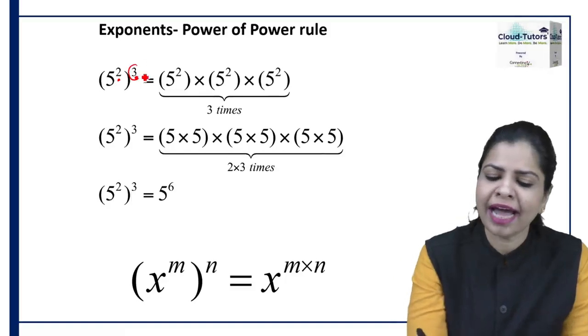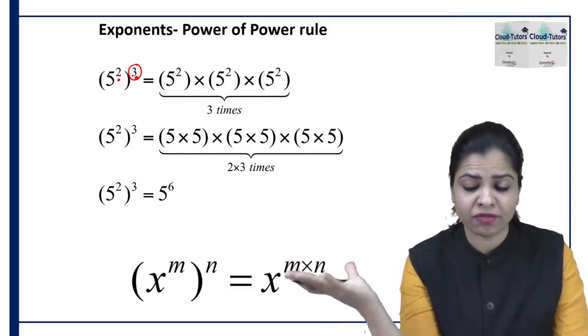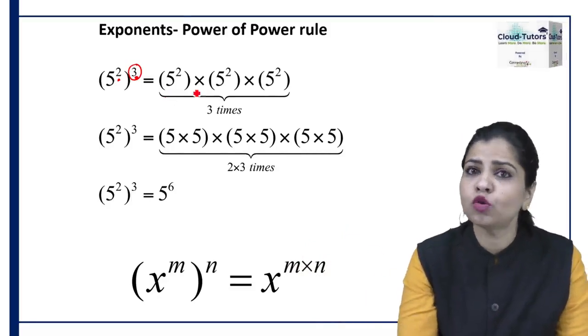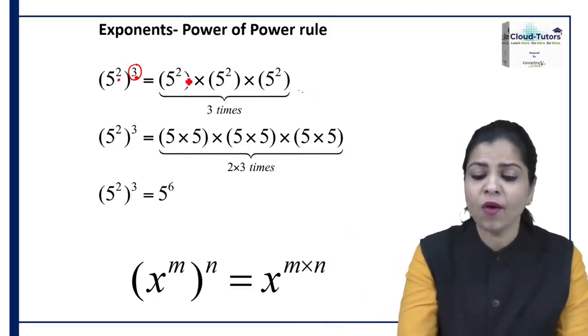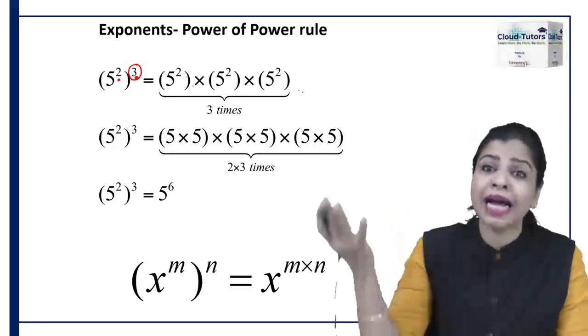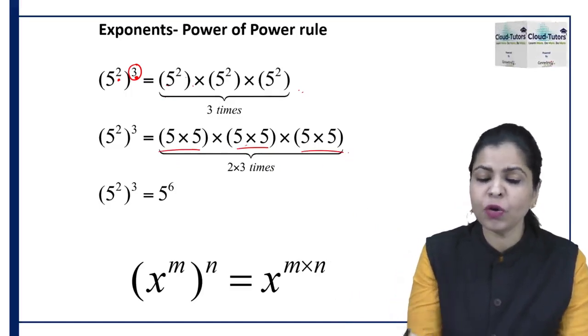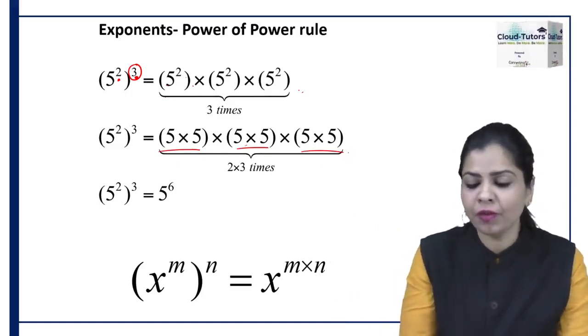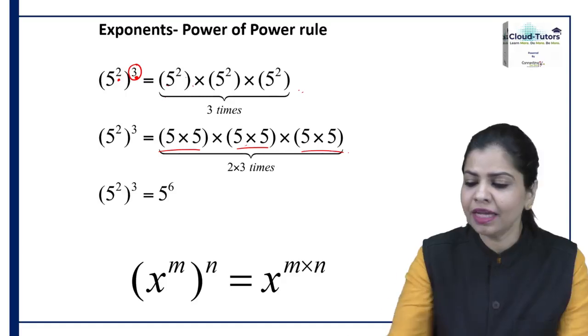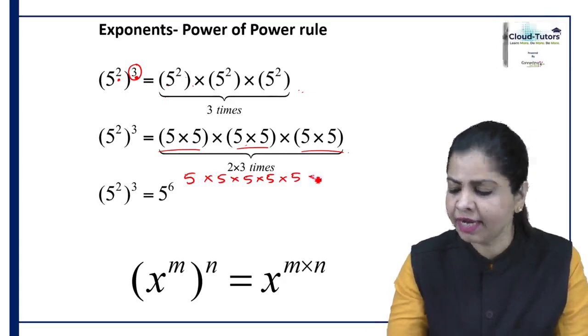I have this 3, so let's expand that. Let's take care of that first. So 5 power 2, I will write it 3 times. Now under these brackets again, I have 5 power 2, so let's expand that now. So 5 into 5, 5 into 5, 5 into 5. If I just eliminate the brackets, it is 5 into 5 into 5 into 5 into 5 into 5.